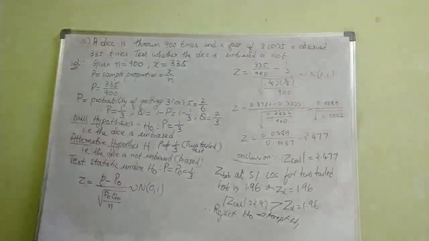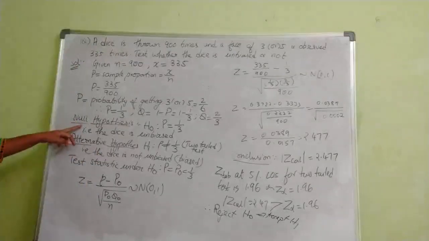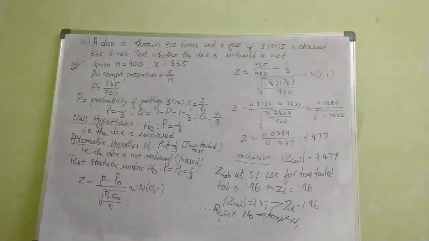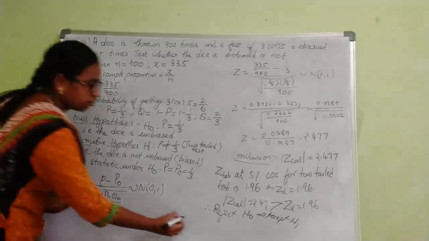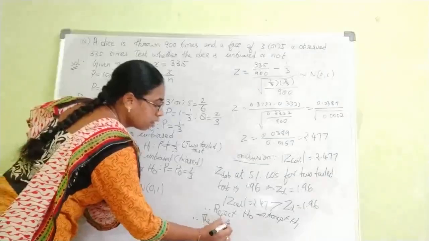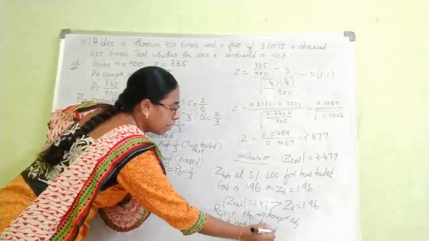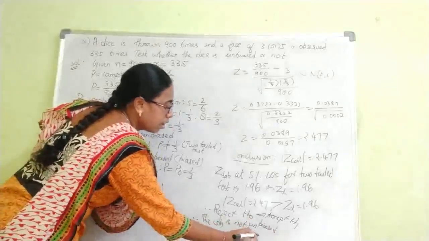So under H1 what we have written? Reject null hypothesis means the dice is unbiased. So if you are rejecting null hypothesis, you are accepting the alternative hypothesis. That is, what is the alternative hypothesis? The coin is not unbiased. So therefore, the coin is not unbiased. So here, not unbiased means the coin is biased.